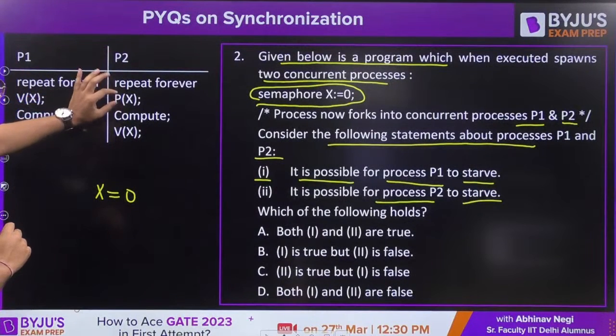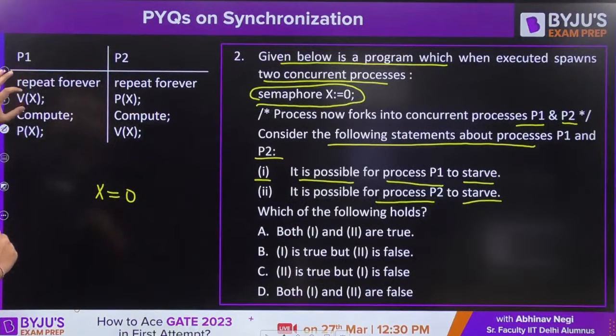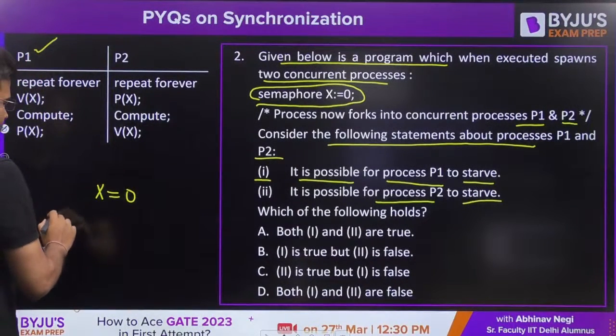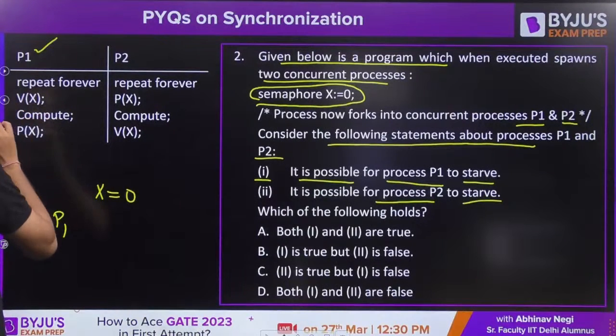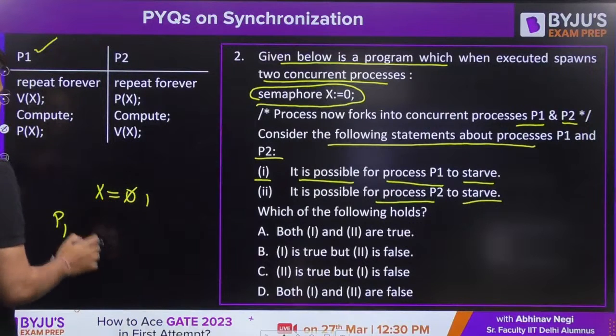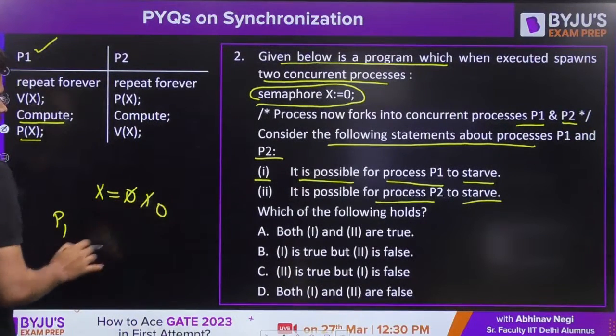So we have P2 code: repeat forever, P of x, compute, and V of x. P1 is: repeat forever, V of x, compute, and P of x. Now if you carefully see, let's execute the P1 process. What will P1 do? P1 is going to signal the value of x, so it is going to make it 1, compute, fine. P of x, it is going to make it 0.